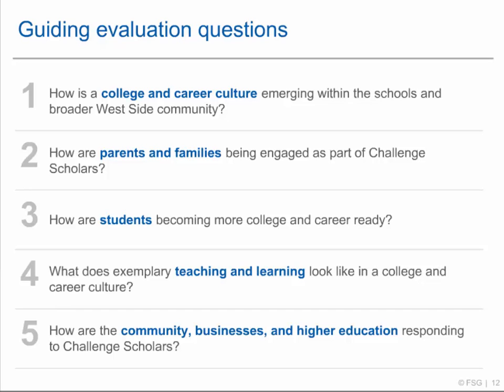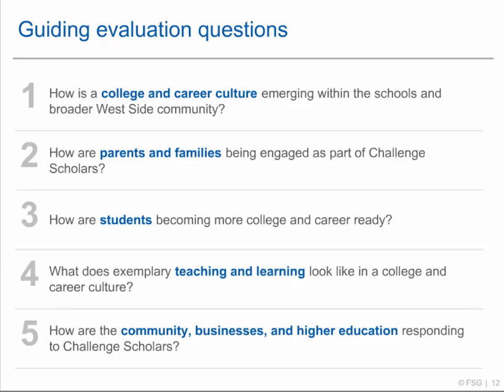You will likely notice the focus here is not on impact. These questions don't seek to quantify change, measure outcomes, or attribute success or failure. There are very different themes to these questions, themes that are particularly appropriate to the early stages of this initiative.